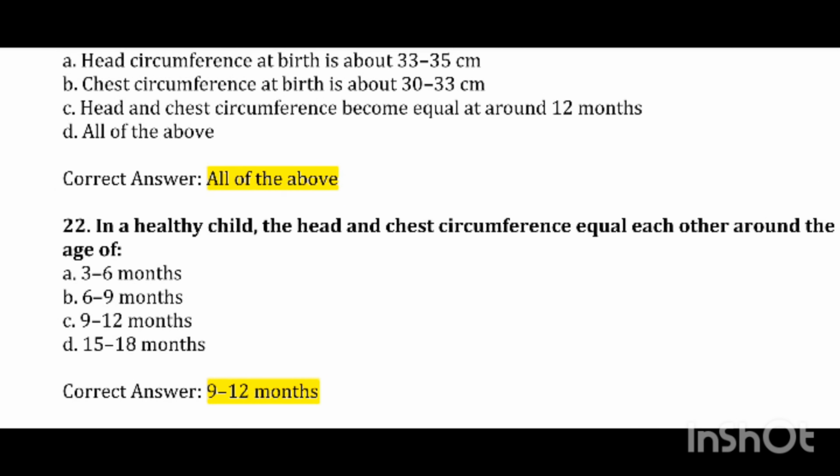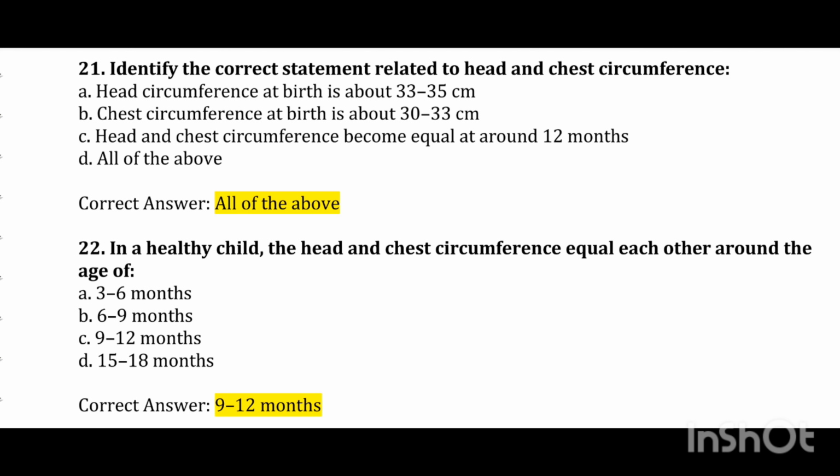So as you know, in a healthy child the circumference of the chest is about 2 to 3 centimeter less than the head circumference at birth, but the circumference of the head and chest are almost equal by the age of 1 year, so that the chest circumference then exceeds the head circumference.